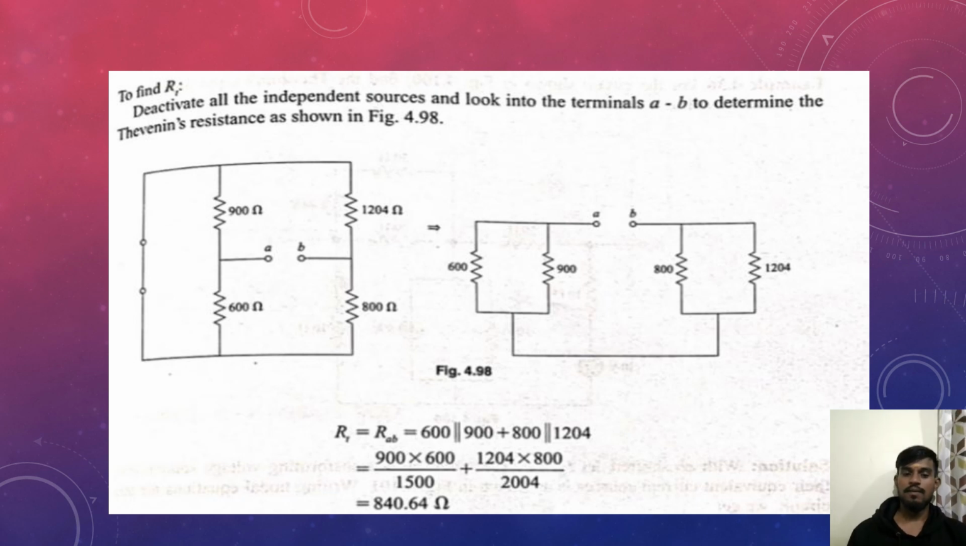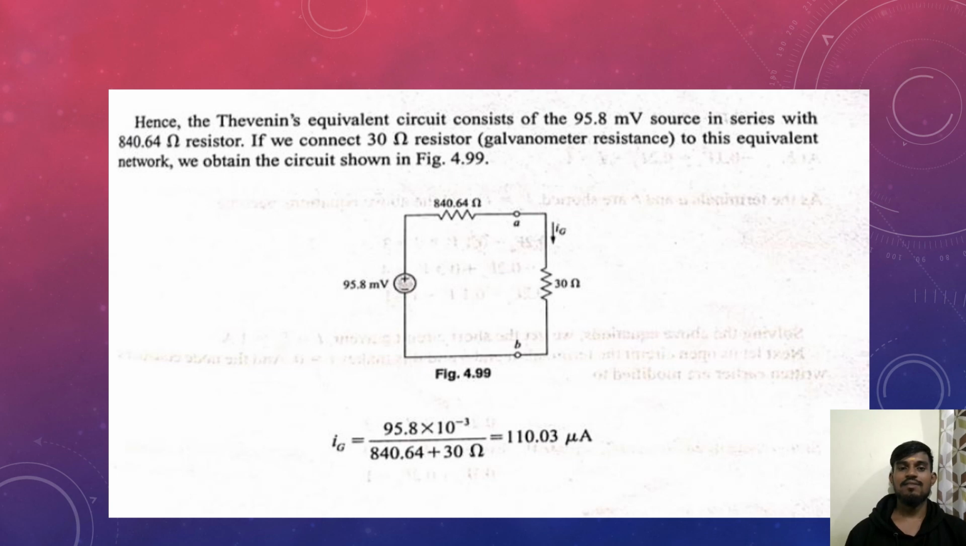As we know, for parallel resistors the equation is given by R1 into R2 by R1 plus R2. We substitute the formula and we get 900 into 600 by 1500 plus 1204 into 800 by 2004. By calculation we get 840.64 ohms. Hence, Thevenin's equivalent circuit consists of a 95.8 millivolt source in series with an 840.64 ohm resistor.